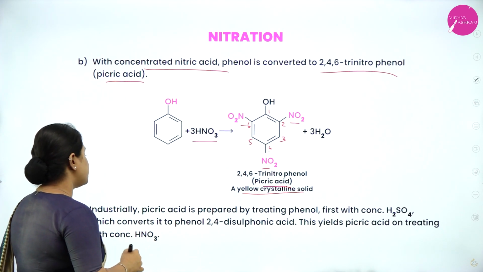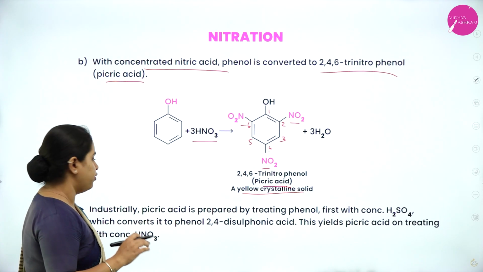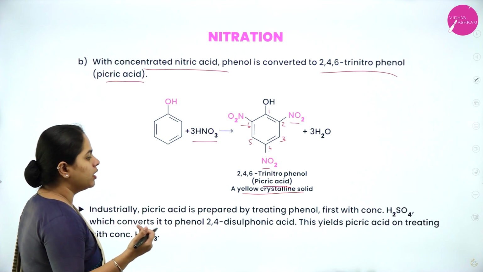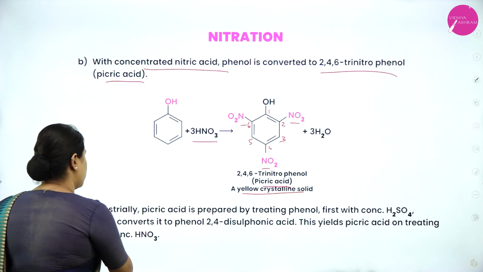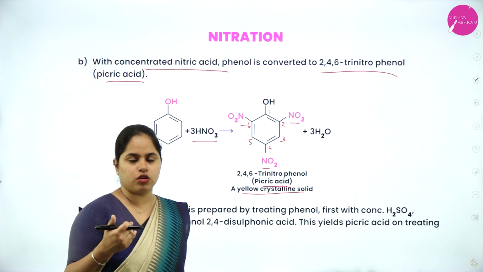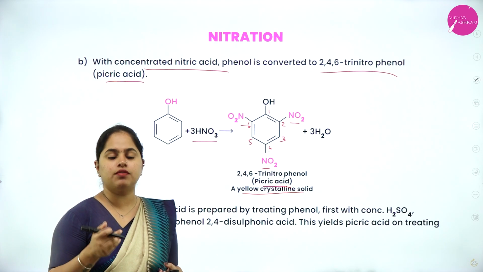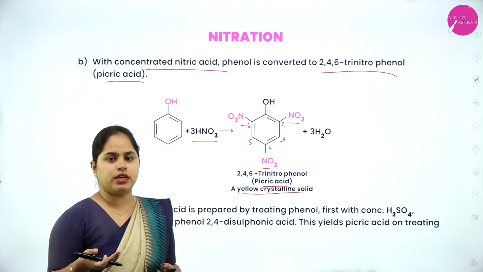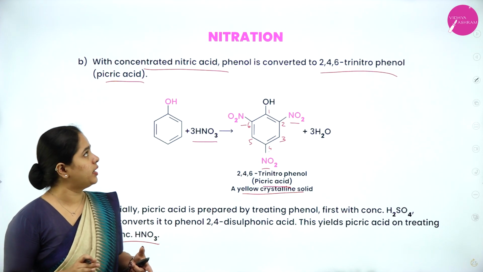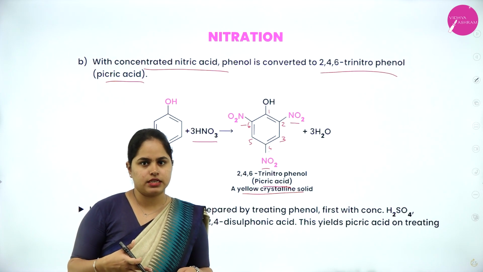Industrially, picric acid is prepared by treating phenol first with concentrated sulfuric acid, which converts it into phenol 2,4-disulfonic acid. This yields picric acid on treating with concentrated nitric acid. So industrially, we are not directly using concentrated nitric acid. First we use concentrated sulfuric acid, and then it reacts with concentrated nitric acid to form picric acid. I hope the difference between nitration with dilute nitric acid and concentrated nitric acid is clear for you.